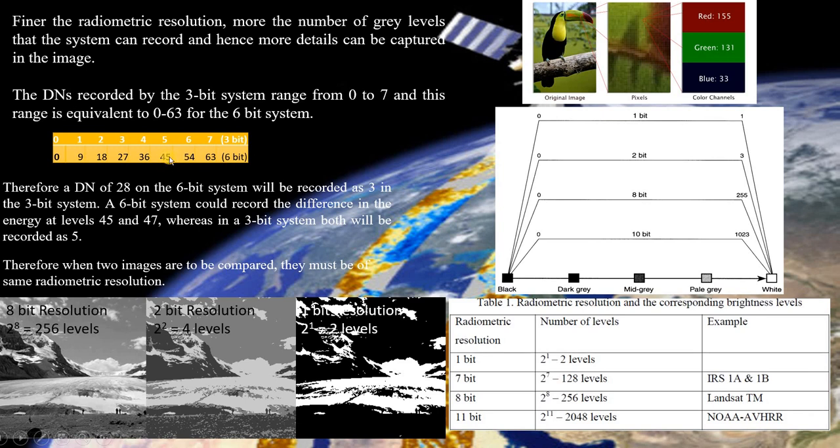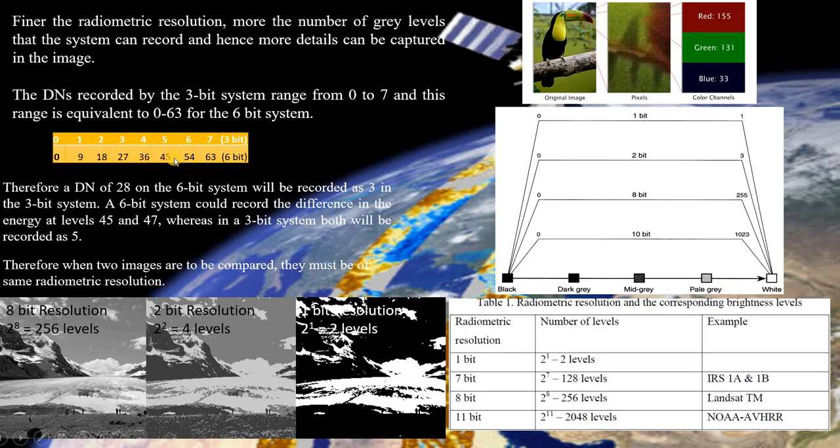Okay, there is a little bit of difference, right? But if you want that difference in a 3-bit sensor, are you able to get it? You are unable to, because if you equate the 6-bit system to the 3-bit system, the value 9 at the 6-bit level is equivalent to 1, similarly 18 at 2, like that, right?